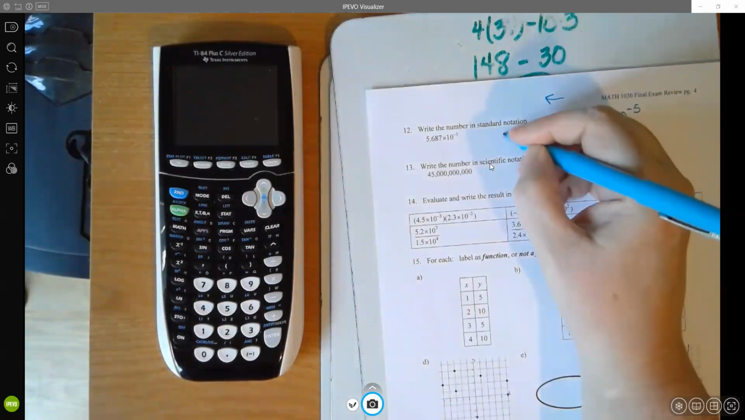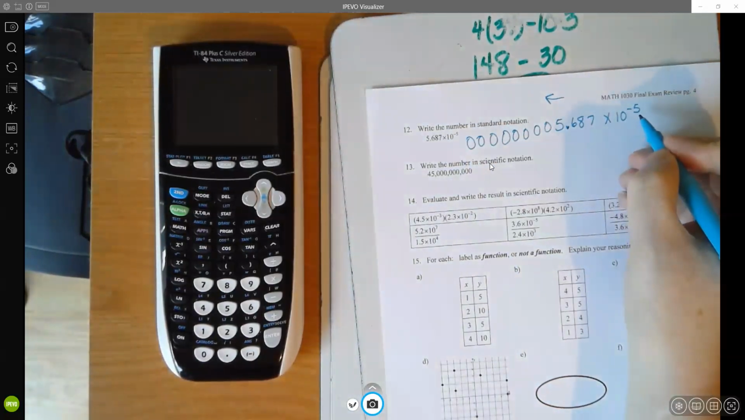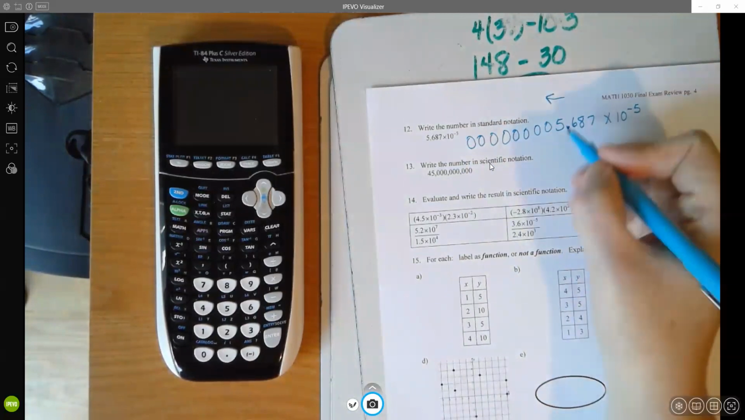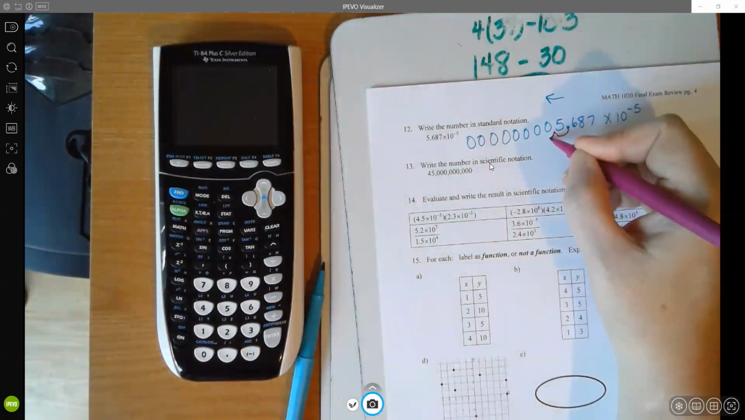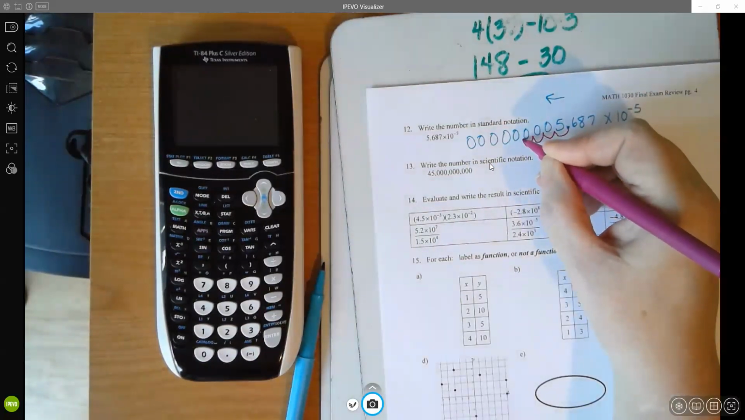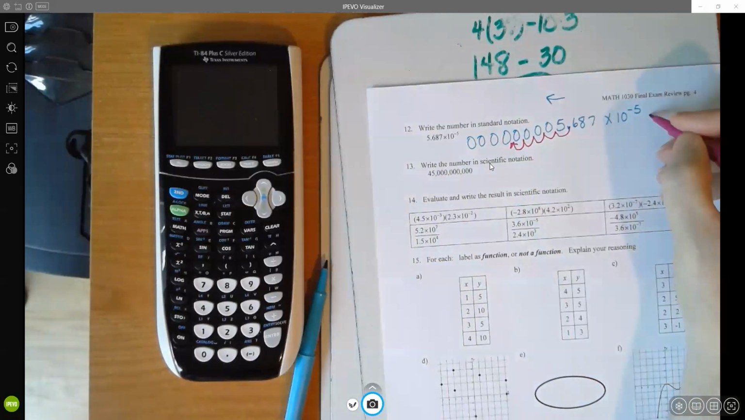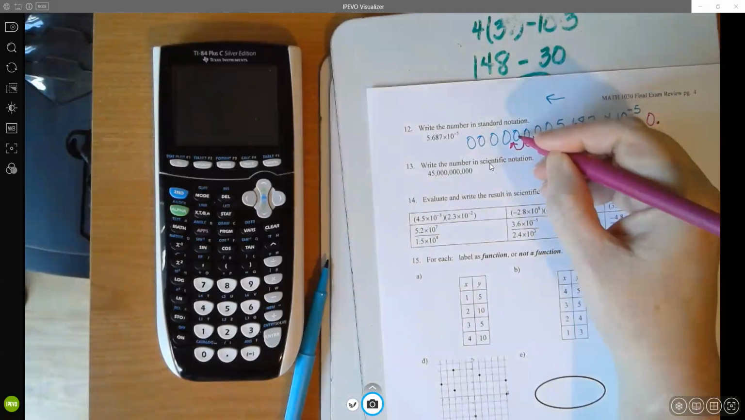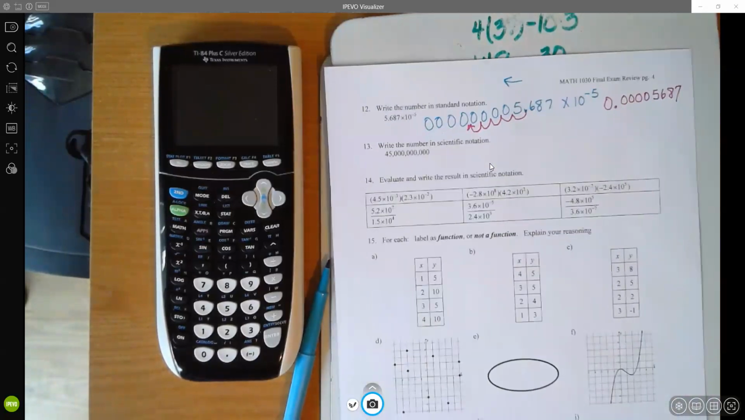of zeros here. I'm not even really going to count, I'm just going to add a whole bunch. But I know that it needs to move 5 places. So as I move that, I'm going to go 1, 2, 3, 4, 5 places. And so I will have a leading 0 and 1, 2, 3, 4 zeros, then the 5, 6, 8, 7. And that's how I would write that.